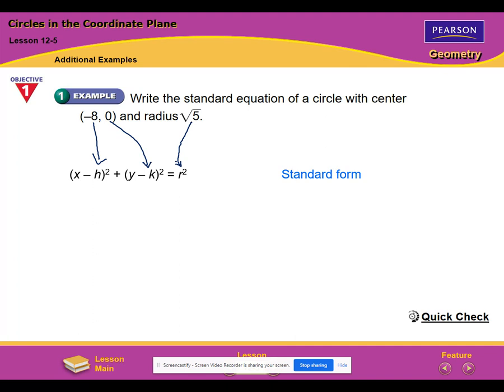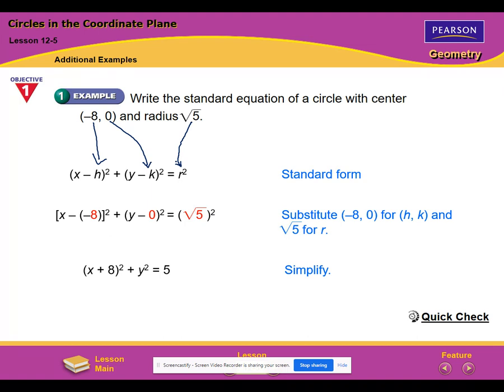So their answer is going to be x plus 8 squared plus y, and you can include the minus 0 if you want to, so y minus 0 in parentheses squared equals 5. And in their final answer, they did take the minus 0 out. Obviously, y minus 0 is just y, so there really is no need to show the minus 0, and for that matter, then the parentheses.